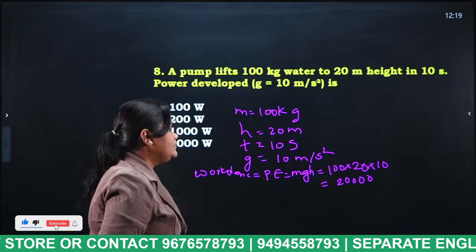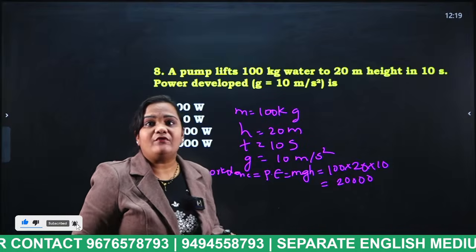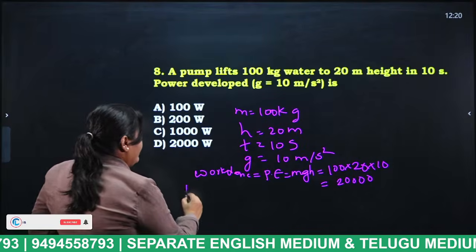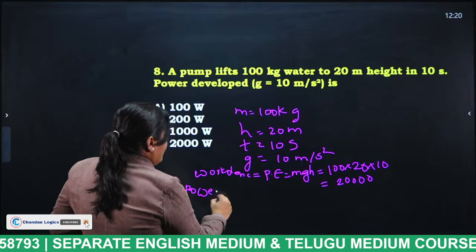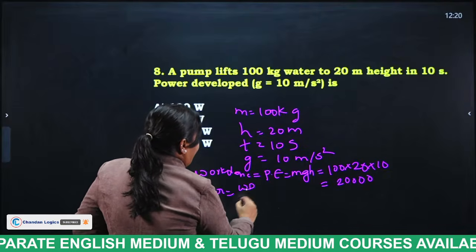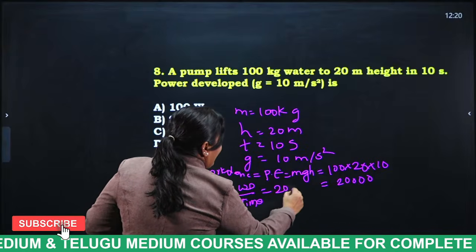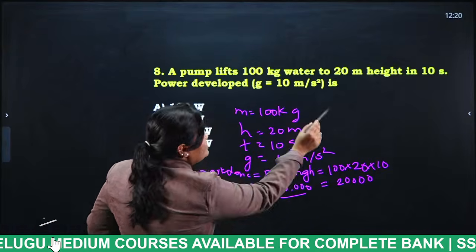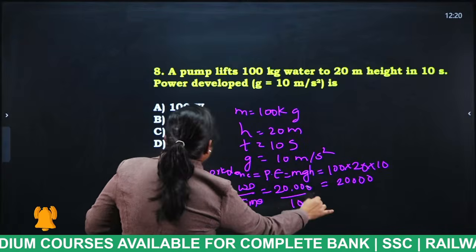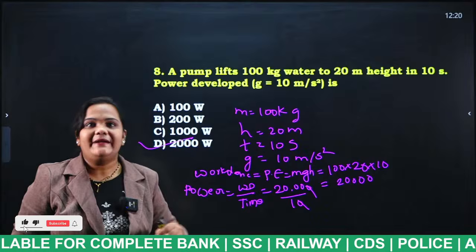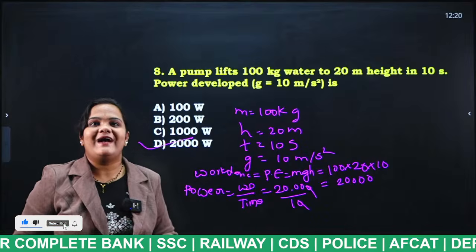Okay. So, finally, what do we have to find here? Power. Power is equal to work done by time. Work done by time. And finally, we get 20,000 by time, which is what, students? 10 seconds. So, what is the answer, students? 2000 watts. Work done by time. Very good. Very good, Harish.